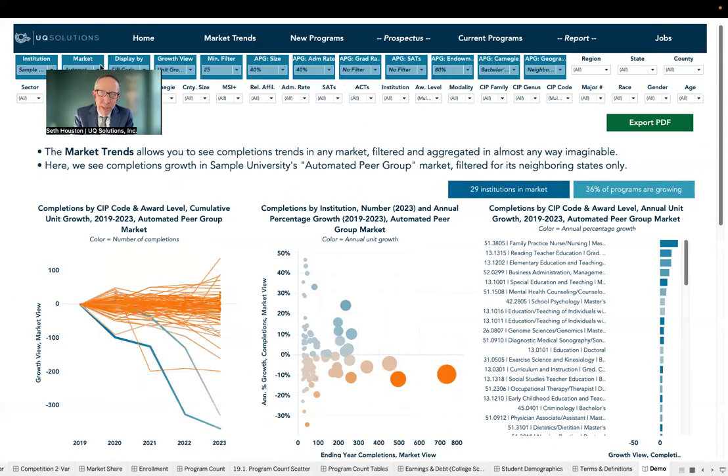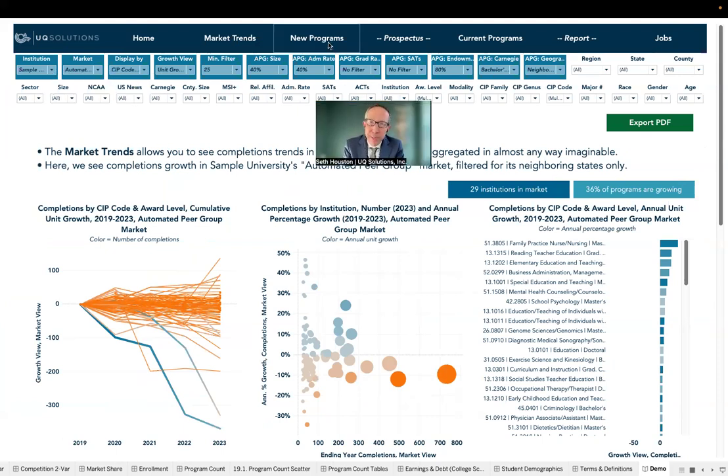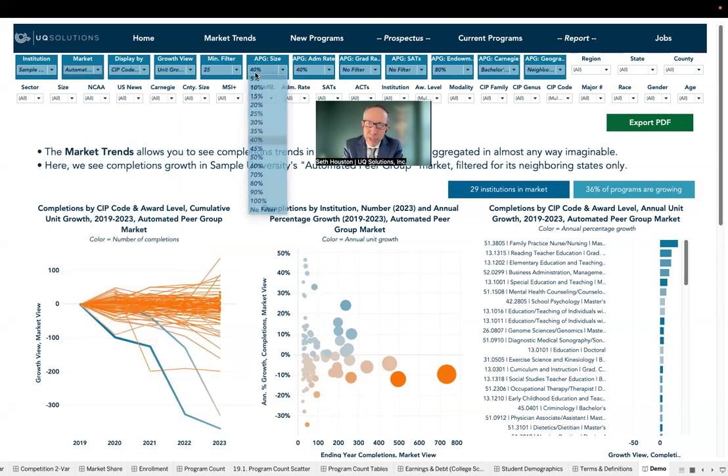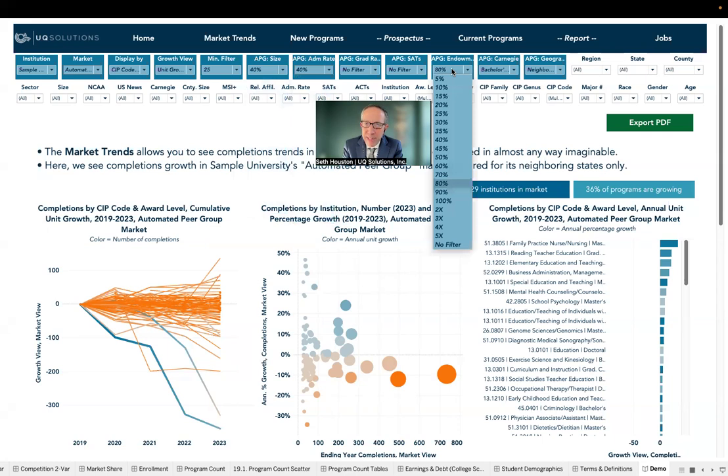Now, the Market Analyzer, as I mentioned, is focused on 3 primary questions or primary issues: new programs, current programs, and jobs. I'm going to start us off just for a minute with a market trends dashboard, which allows you to look at program trends in pretty much any market you want to and customize in all kinds of ways. We have a variety of pre-built markets built into the tool, including geographical markets from national down to county level. We have segment markets of various ways of looking at schools like yours. We can look at a market we call the automated peer group. These are schools within ranges you can choose of size, selectivity, and other factors as well.